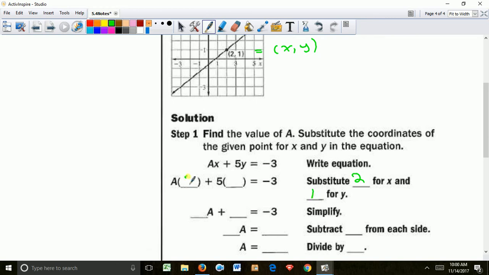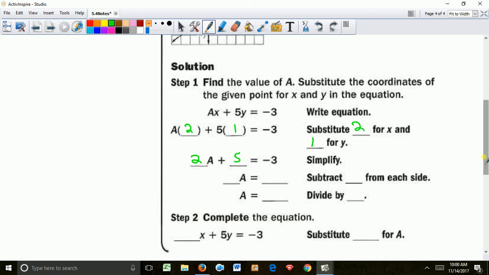You now get a times 2 plus 5 times 1 is equal to -3. 5 times 1 is 5. And then bring down your a times 2 term, which you can rewrite as 2a with the coefficient 2 right there. Next, you want to get a by itself, so now we have a two-step equation. You can subtract 5 from each side. So now we get 2a is equal to negative 8. And then for the last step, you want to divide by 2 to both sides of your equation. Negative 8 divided by 2 is negative 4, and there's your value of a.